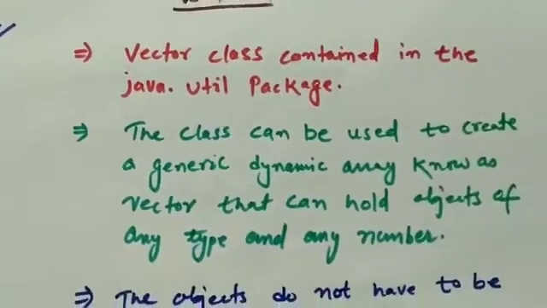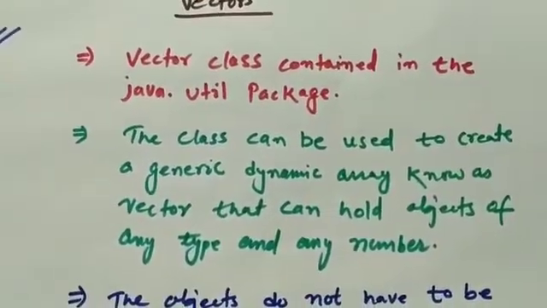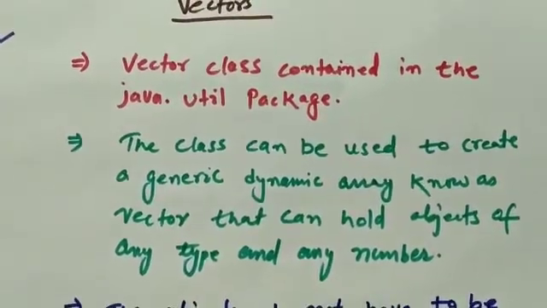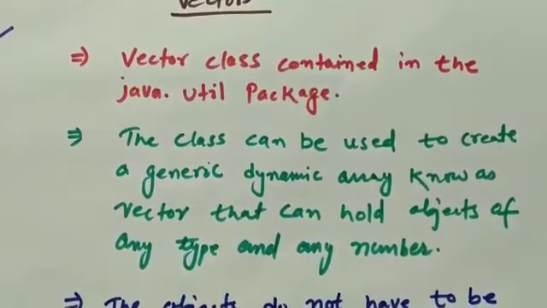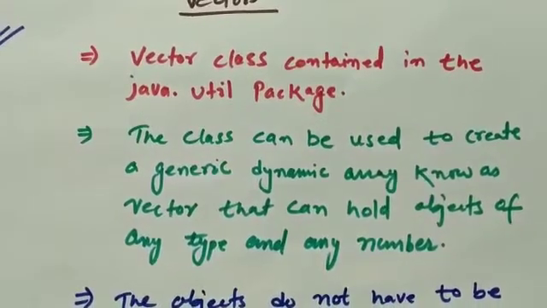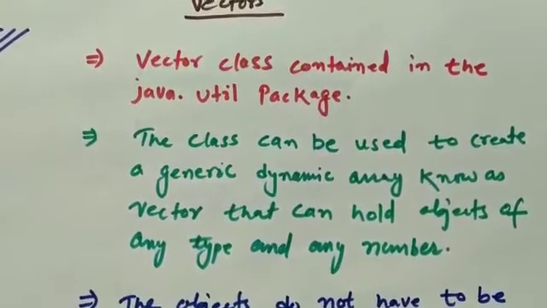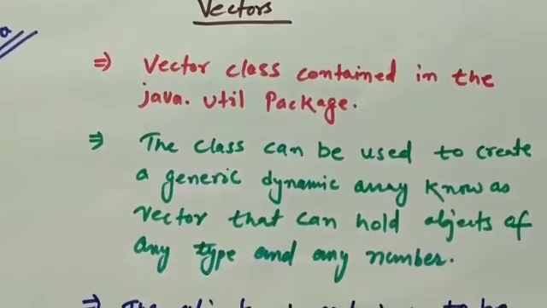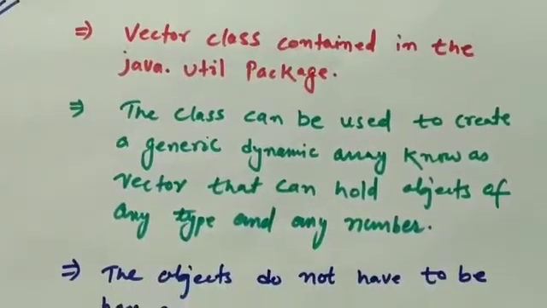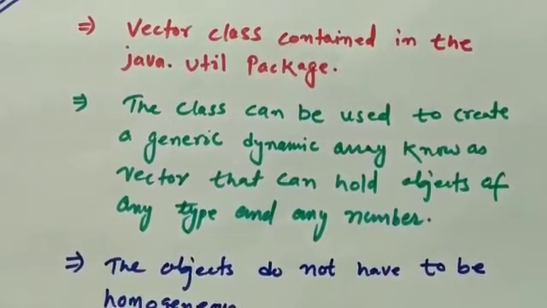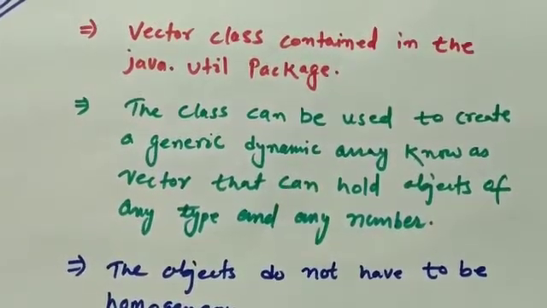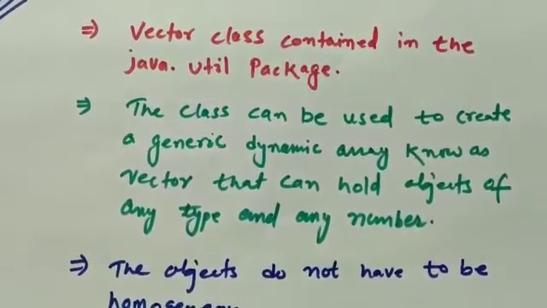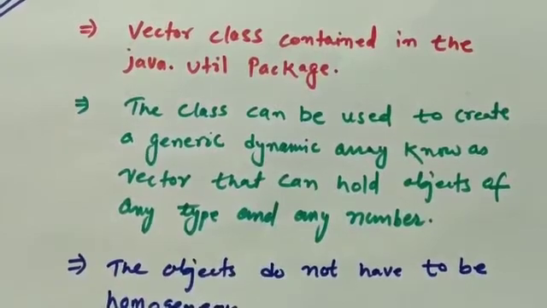First of all, see the screen. The definition is that the Vector class is contained in the java.util package. You know that Java has lots of packages, and each and every package contains classes and methods. So the Vector class is contained in the java.util package. The next definition is that the class can be used to create a generic dynamic array known as a vector that can hold objects of any type and any number.